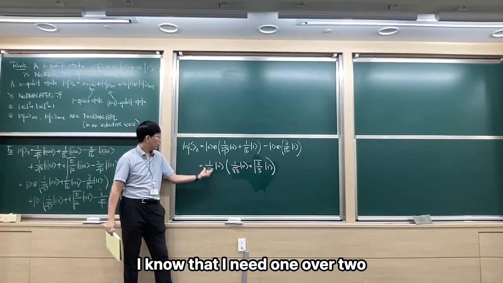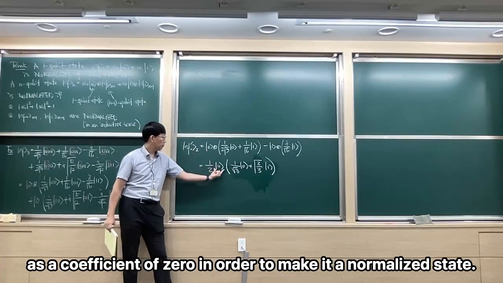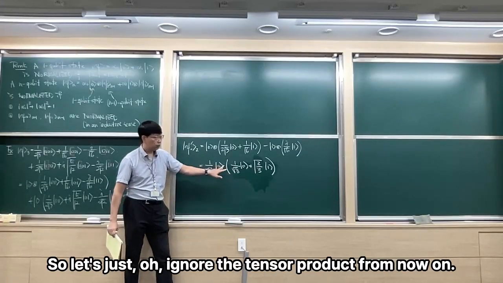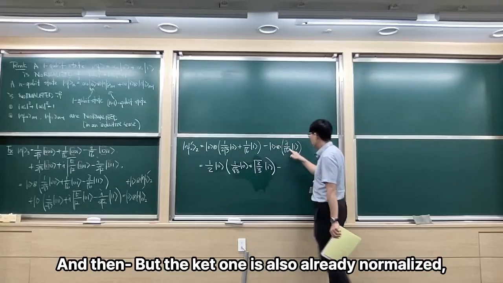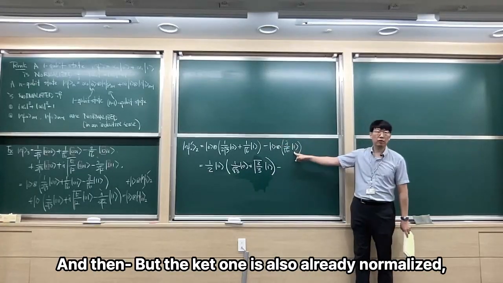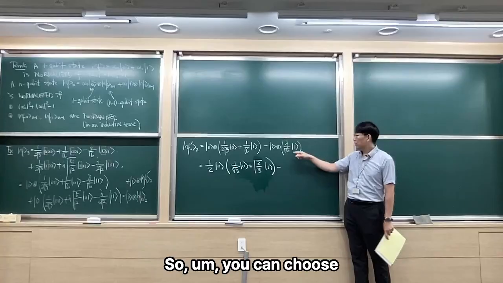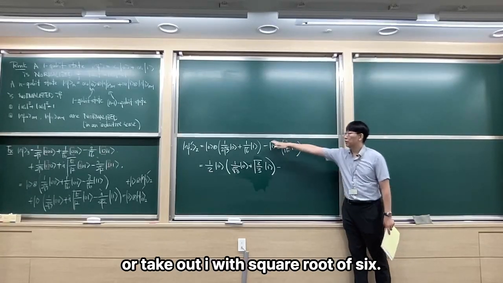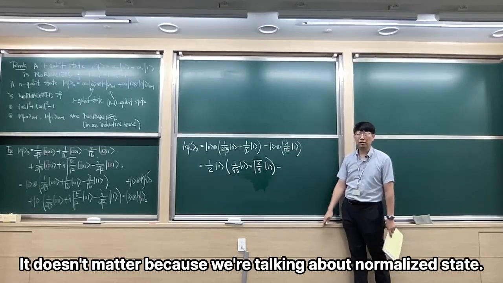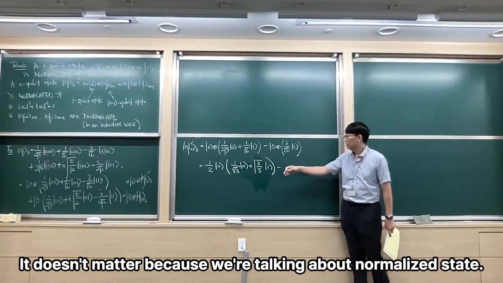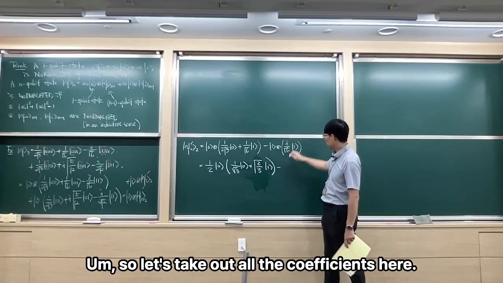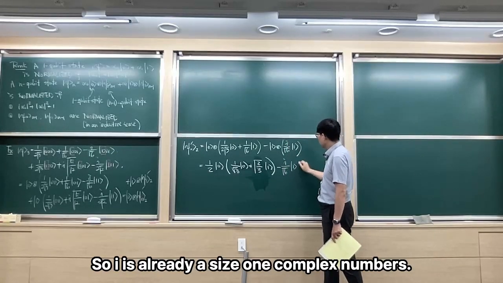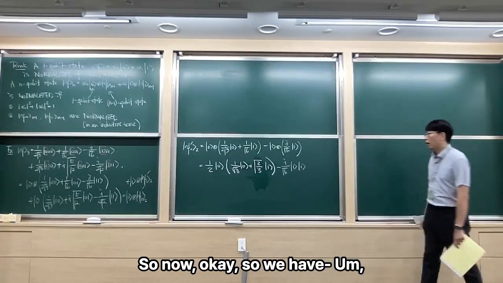So now I know that I need 1 over 2 as a coefficient of |0> in order to make it a normalized state. Let's just ignore the tensor product from now on. The cat |1> is also already normalized, so I don't need this, right? You can choose whether to leave this i in here or take out i with the square root of 6. It doesn't matter because we're talking about a normalized state. So let's take out all the coefficients here. i is already a complex number of size 1.